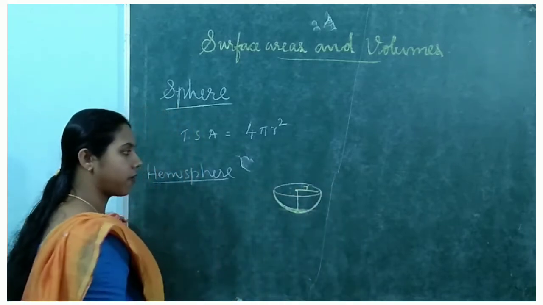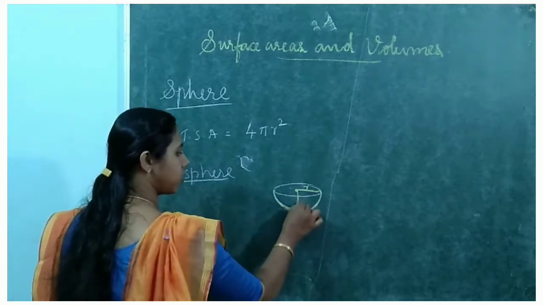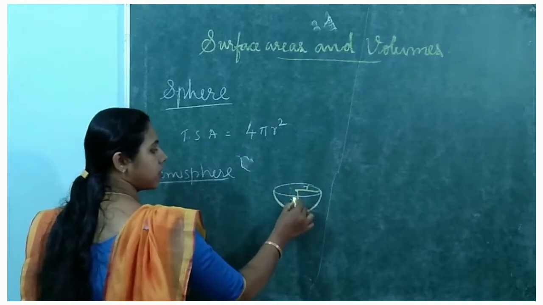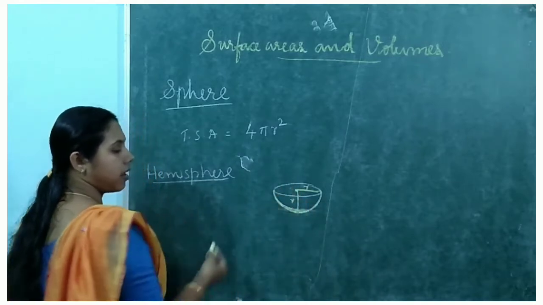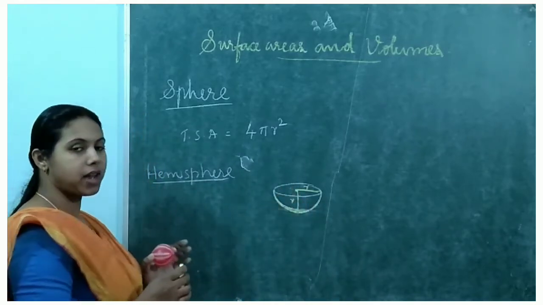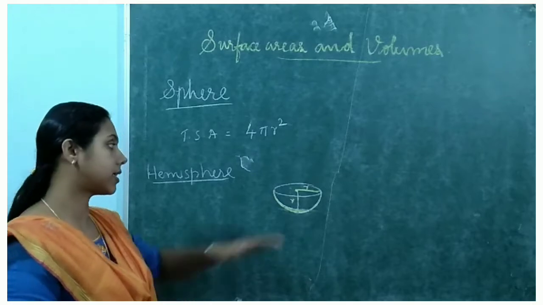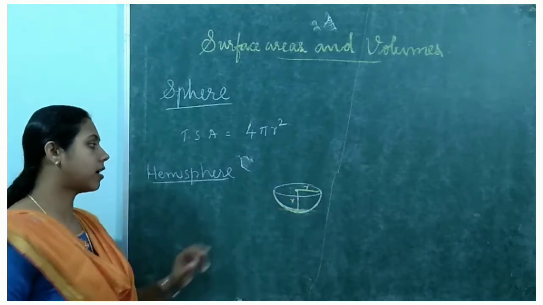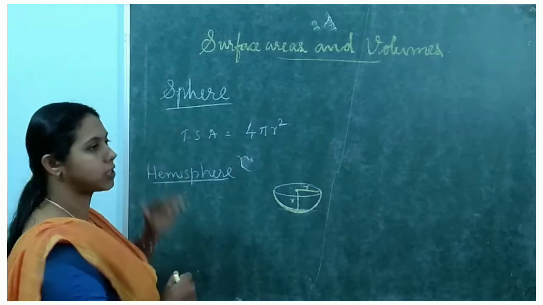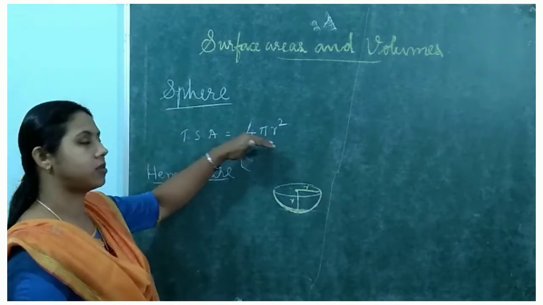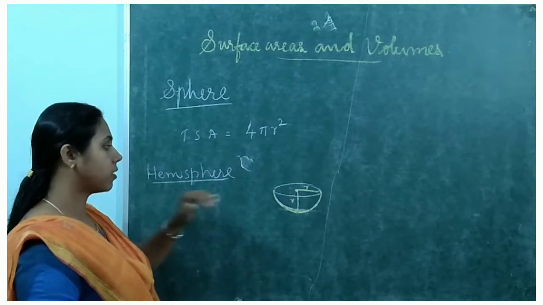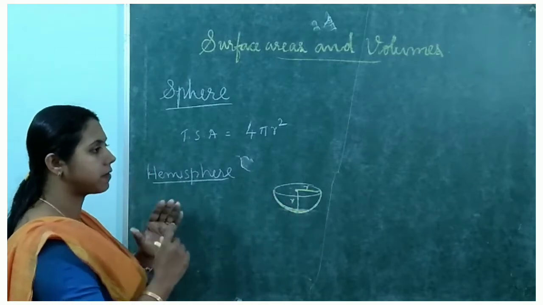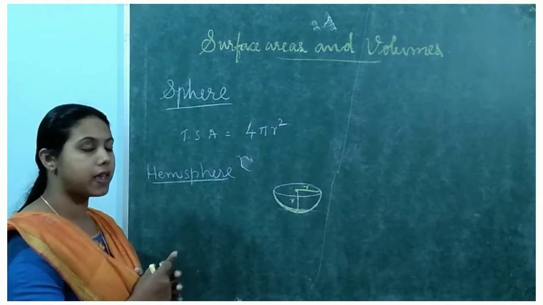This is the radius of hemisphere, and this length also is the radius. So a hemisphere has two faces, a circular face and a curved face. So the area of the curved face will be the half of the sphere. Area of sphere is 4 pi r square. So curved surface area of a hemisphere. The curved surface means only the half part of the sphere.